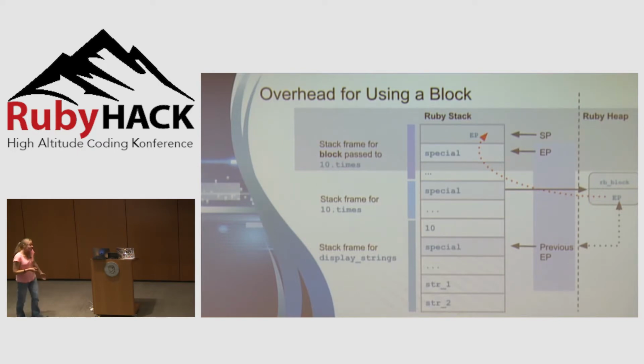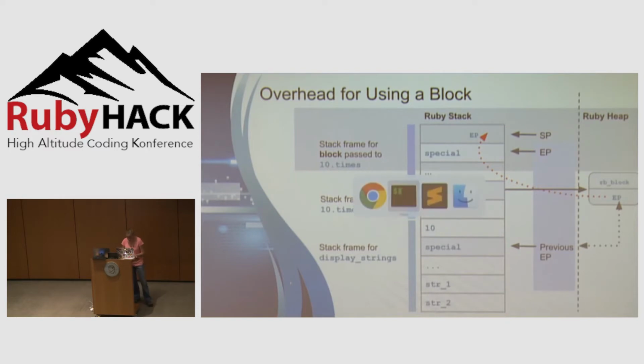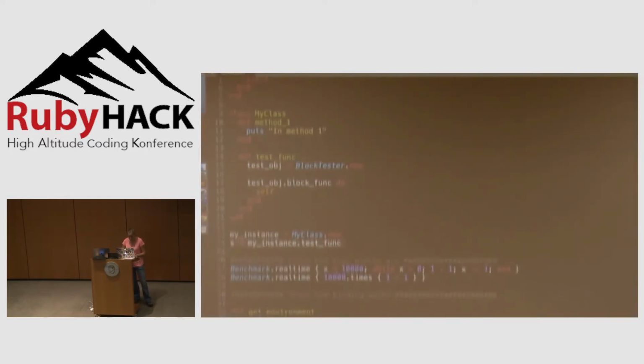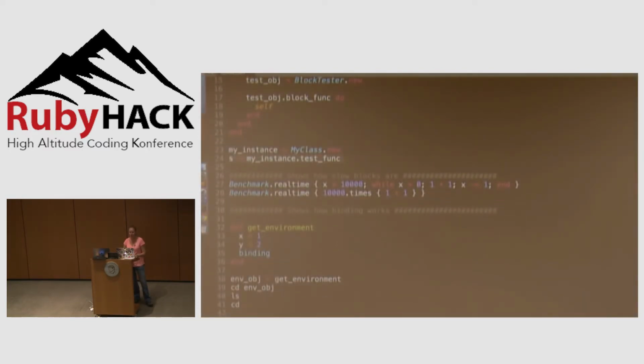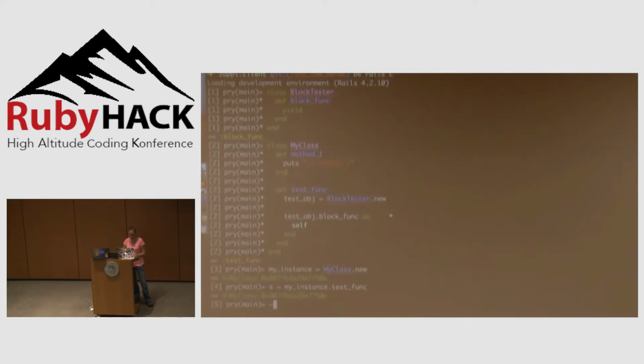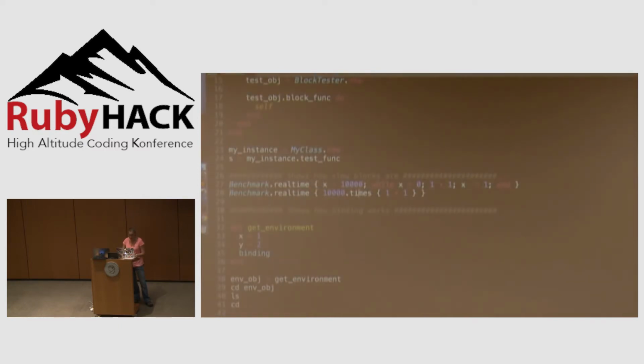Now you may ask, how slow exactly are blocks? Well, we can check this in our code again. So here I'm going to benchmark two loops. The first one, as you can see, is a simple while loop. It iterates 10,000 times and adds 1 and 1 together. And we see that that takes roughly that amount of time to do. And now I'm going to benchmark exactly the same thing, but this time I'm passing a block to times instead.